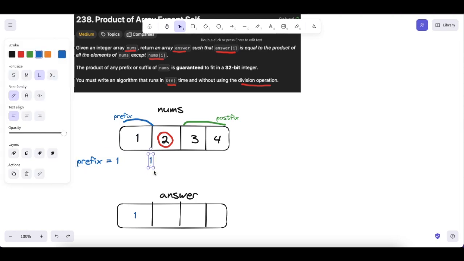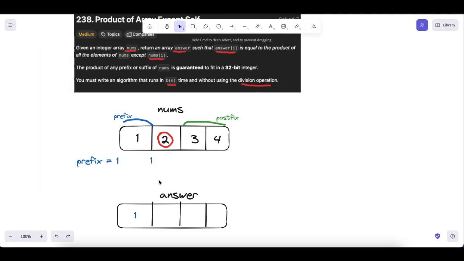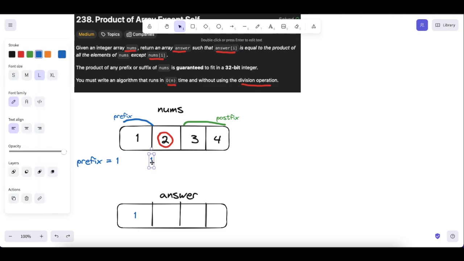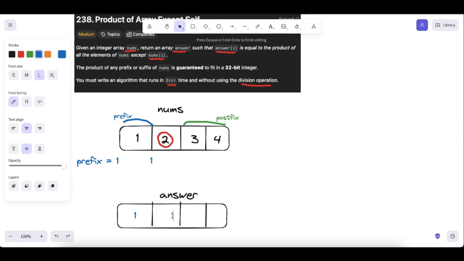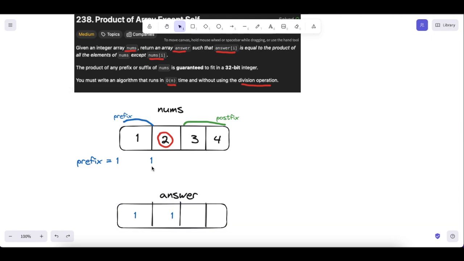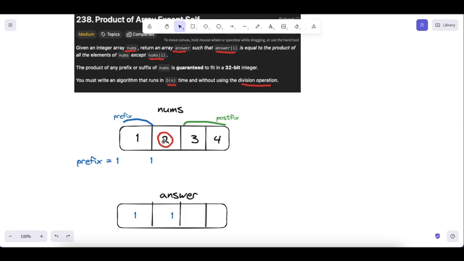So I'm putting a 1 here to say that our prefix is 1 at this point. So we are now ready to update the next number in our answer. We have the 1 as our prefix, so we'd go and put that in our answer. And then what we could do is update our prefix number once again by multiplying by the next number in our nums array.